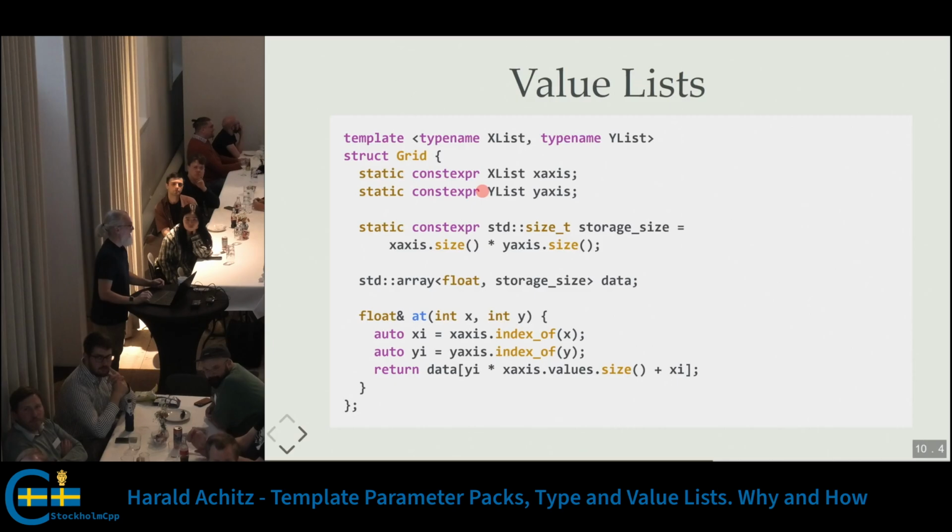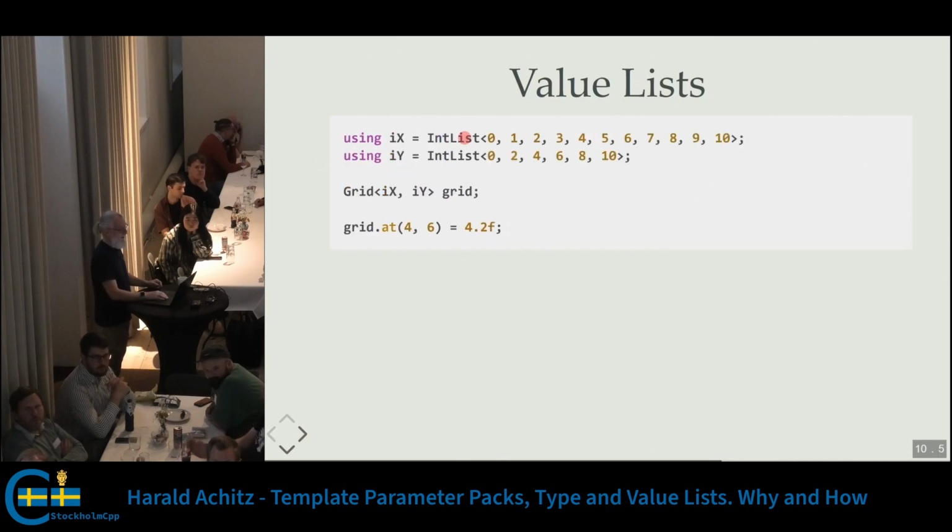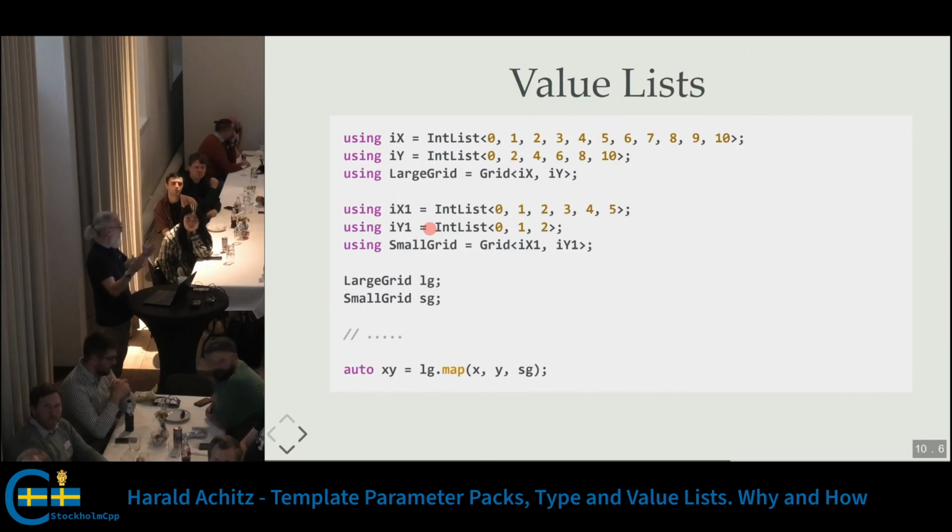Think about a grid. Okay, 2D axis, x-axis and y-axis. And I put all the data into one array, because I can calculate the size, and I can access the index. And what I can then do is I make my lists, and I make my grid, and I have now my grid as a type. And since this grid knows its type and its dimensions, it's very nice to have a large grid, a small grid, and transpose things from one place to another place.